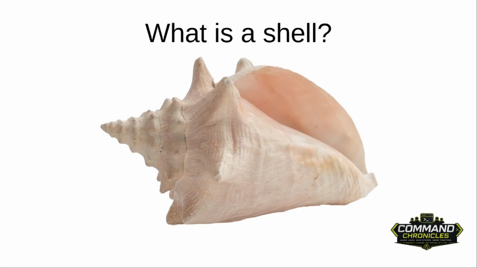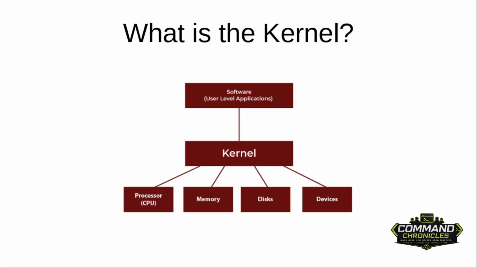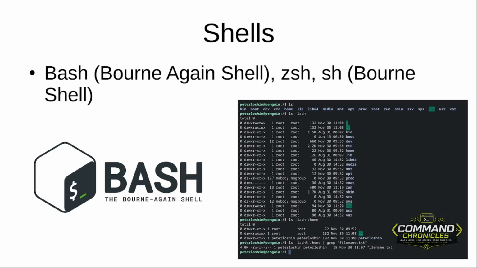A shell is an interface to the kernel. What is the kernel? Well, the kernel interfaces with or interacts with processors, memories, disk devices, basically anything hardware related, while the software, the user, interfaces with the kernel. How does the user interface with the kernel? Well, through a shell called Bash.